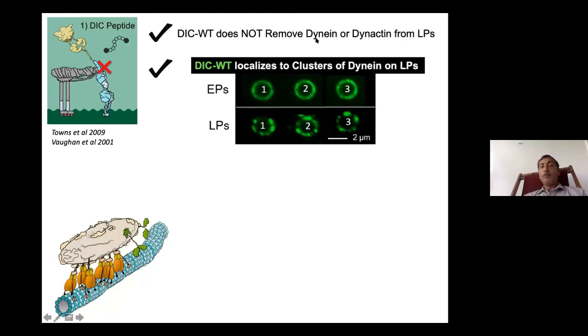It should not remove dynein or dynactin from the phagosome. Now, when I say LPs, remember the late phagosomes which were moving towards the center of the cell. We chose these because we want to study dynein-driven motion, and LPs move towards the center of the cell. So what we first figured out, and I'm not showing you the data for this, is that if I add this peptide, it does not remove dynein or dynactin from this phagosome. Because if it simply removed dynein or dynactin, there would be nothing left to study, right? So that does not happen. I'm not showing you the data.